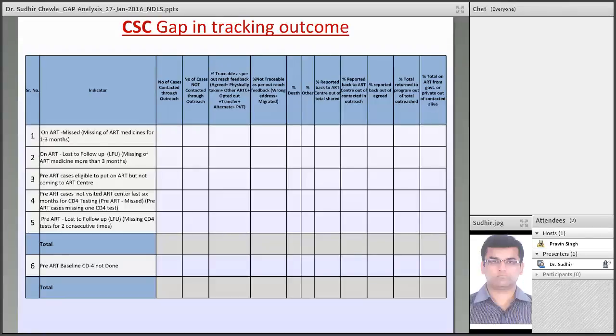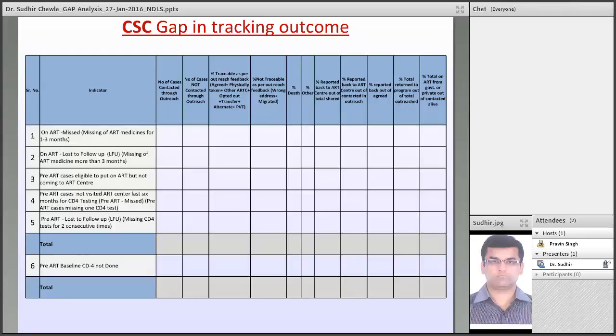Now, coming to those who reported back at the ART center out of the total share, this will come from our column 15, which is filled by the ART center, where we write the ART number of patients who have returned. The percentage of this can be calculated out of the total share or out of the total outreach figure. And if we take those who agreed to come and were physically taken as the denominator, we can calculate reported back out of agreed.